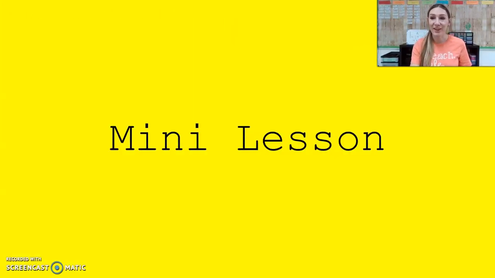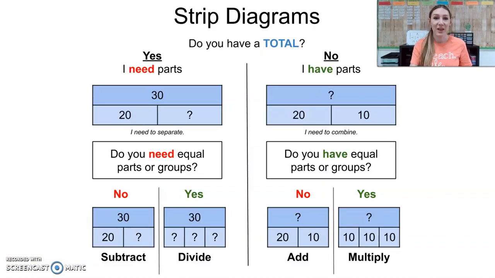All right, let's go ahead and get started on our mini lesson. So we're going to be using the strip diagram anchor chart today. We're going to be asking ourselves, do we have a total? If we can answer yes to that question, I have a total, we then need to determine, do we need equal parts or groups? If we answer no, we don't need equal parts or groups, we are going to be using subtraction. If we answer yes, we do need equal parts or groups, we're going to be using division.